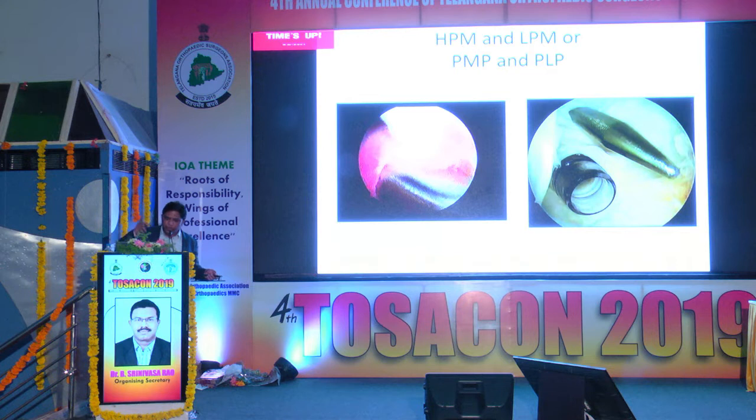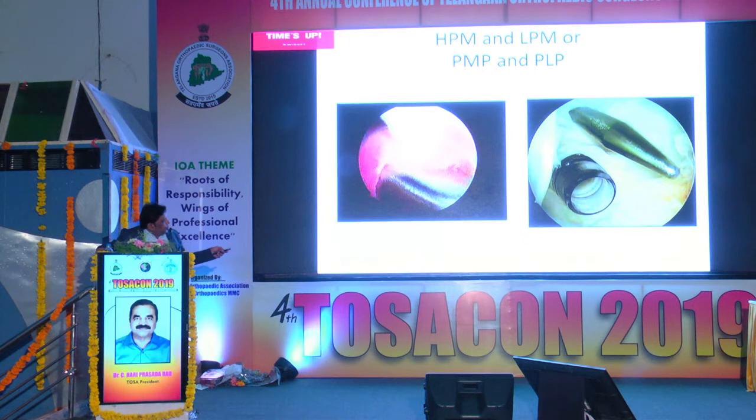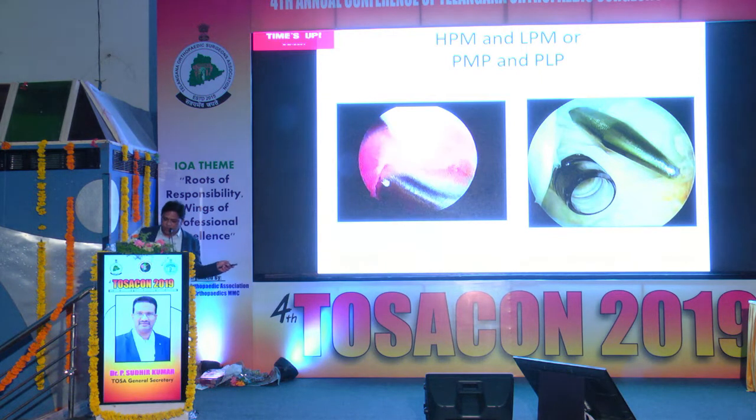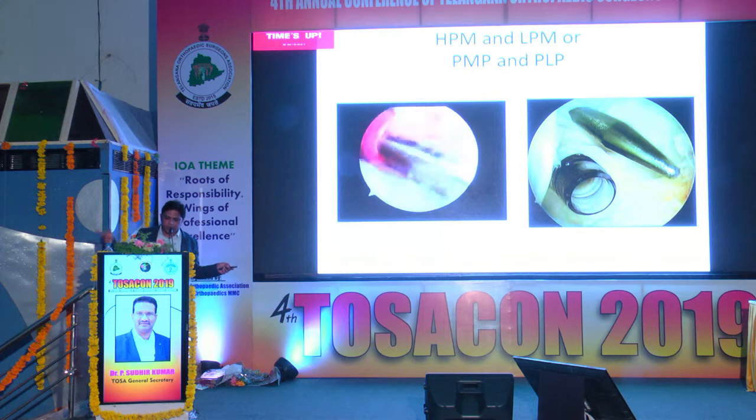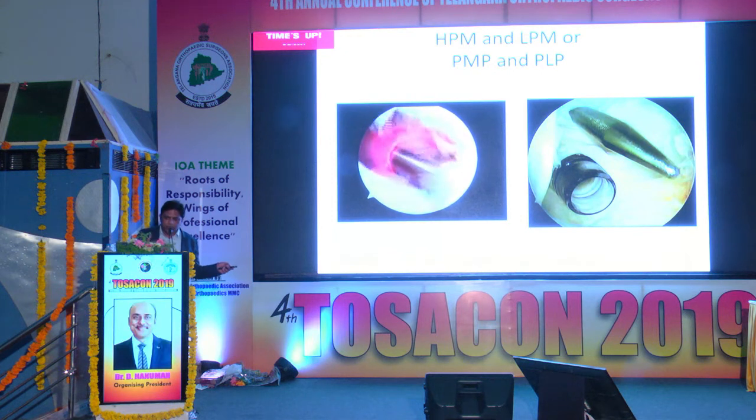So there are two ways of doing posterior PCL reconstruction, the repair with the two posterior portals. One is a high posteromedial portal. This is a high posteromedial portal, low posteromedial portal. My way of doing it is, I will take a posteromedial portal and another one, a posterolateral portal. So I will see from the posterolateral portal and work through the posteromedial portal.